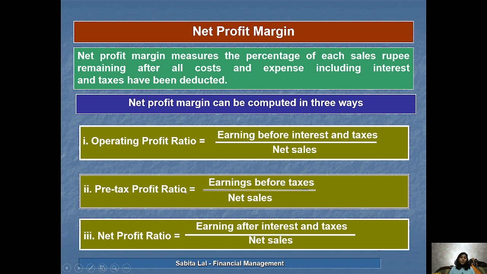Then pre-tax profit ratio means what? EBT by net sales. And net profit ratio means EAT, earnings after interest and tax, by net sales. So operating profit ratio means operating profit is your EBIT. Other name is operating profit. So by net sales, pre-tax means EBT by net sales, and net profit means after deducting your interest and tax, by net sales.